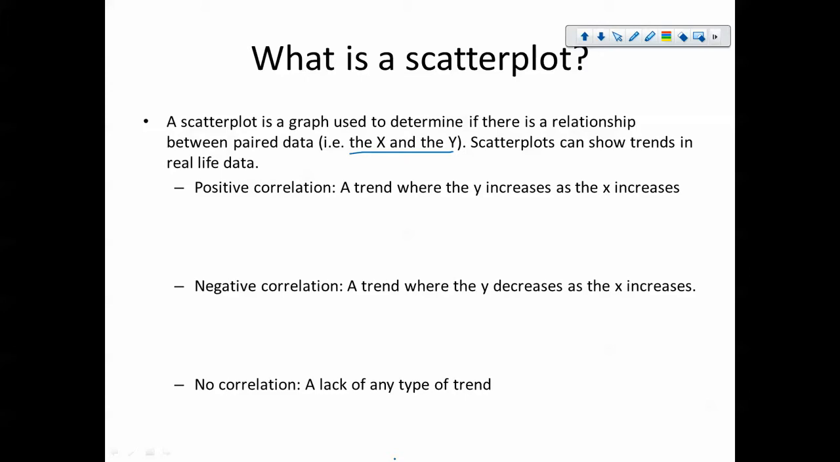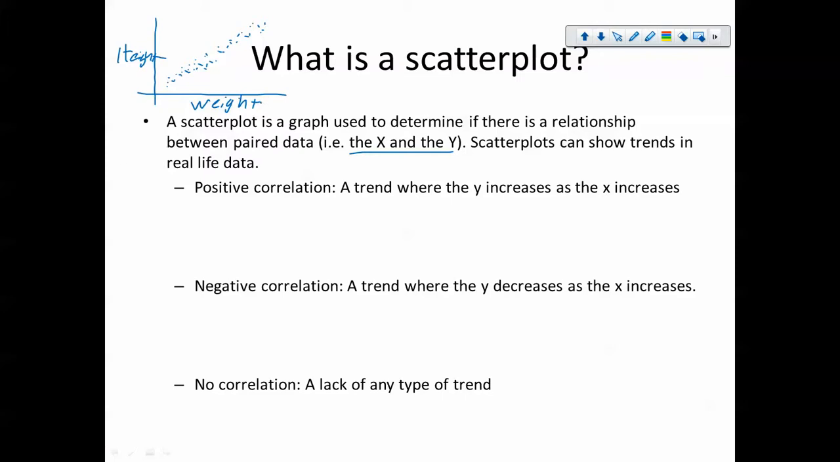For example, a very popular one, very easy one to understand would be, is there a trend between a person's height and a person's weight? As it turns out, the shorter you are, the less you weigh. And the taller you are, the more you weigh. It's never perfect though, right?